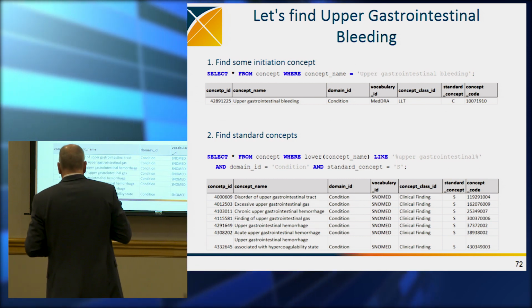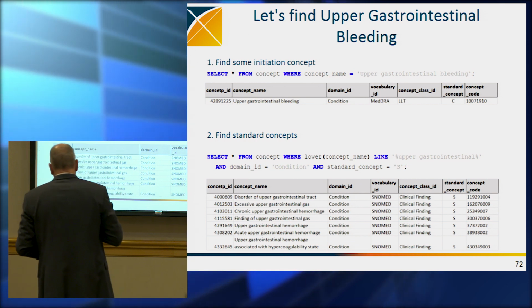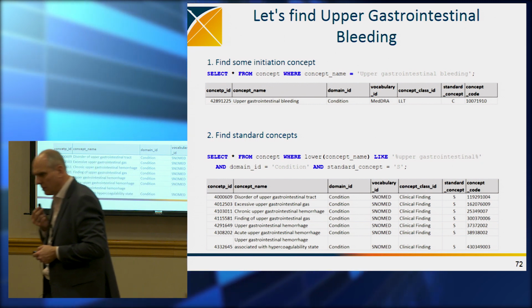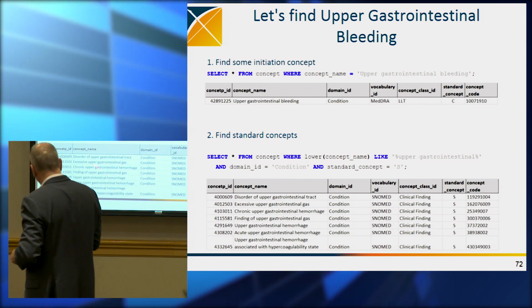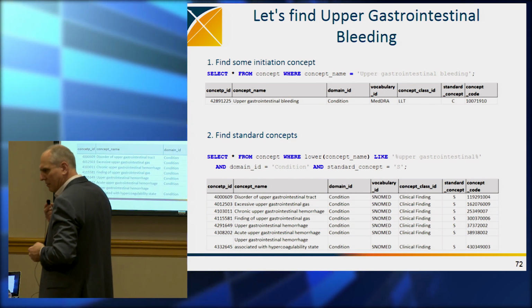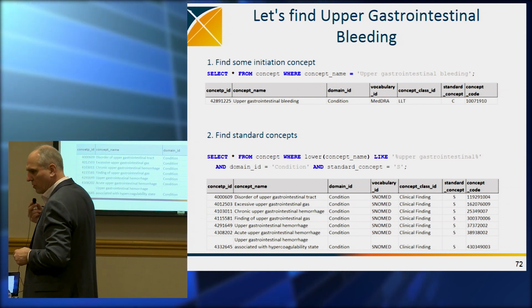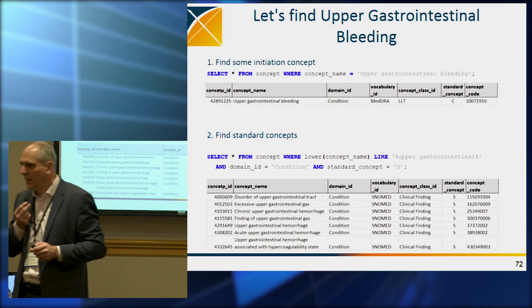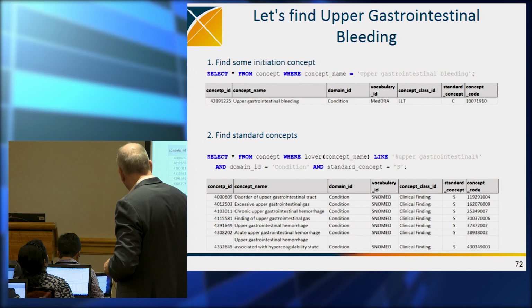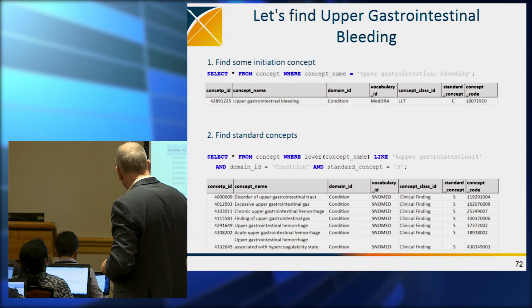Stepping back a little. So you get disorder of upper gastrointestinal tract. That's good, but we want bleeding, not just any disorder. We want the bleeding. Too general. Excessive upper gastrointestinal gas, no. Chronic upper gastrointestinal hemorrhage, that's good, but we don't want only chronic, we want any, so again, too granular, right? Finding of upper gastrointestinal gas, not the one we want. Upper gastrointestinal hemorrhage, looks like that's the one we want.